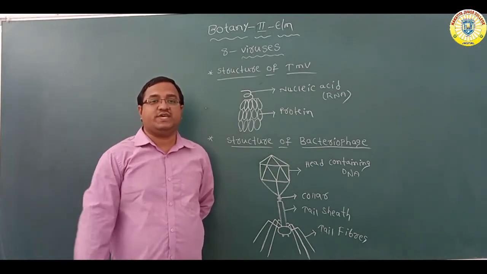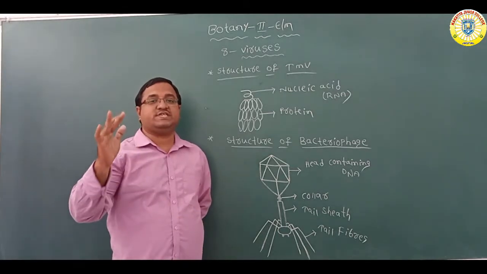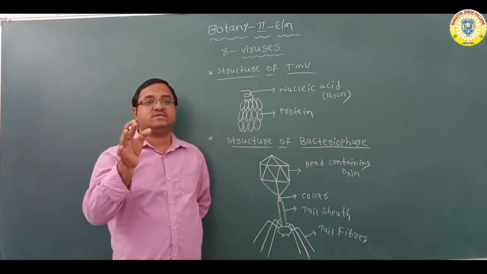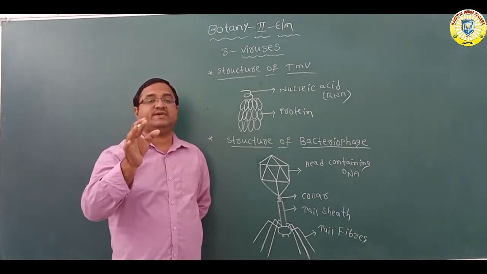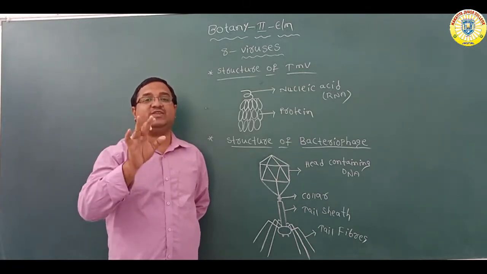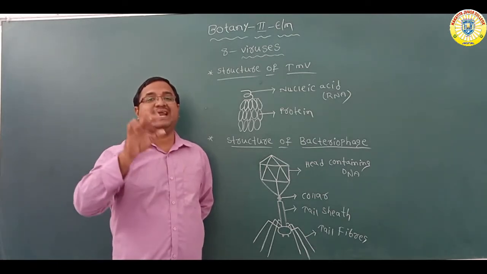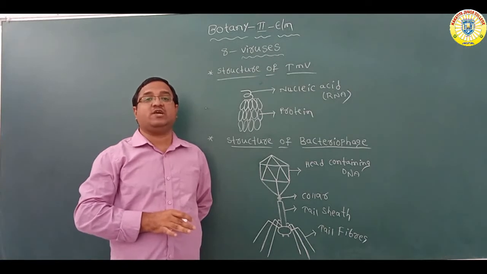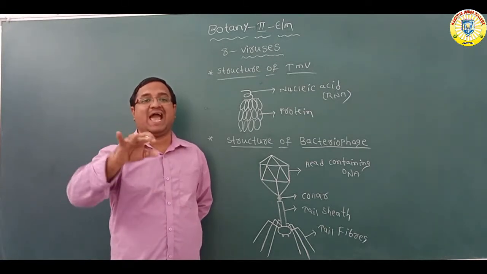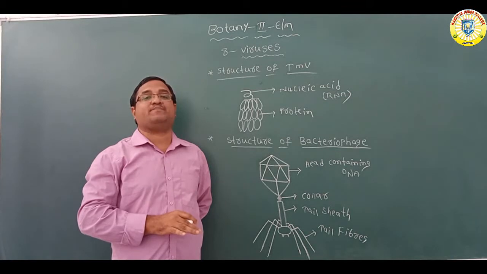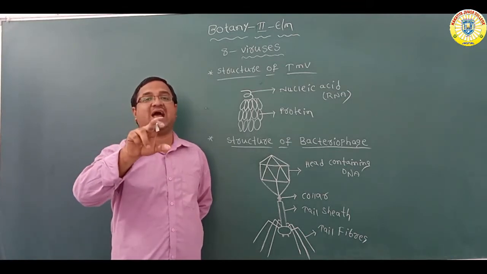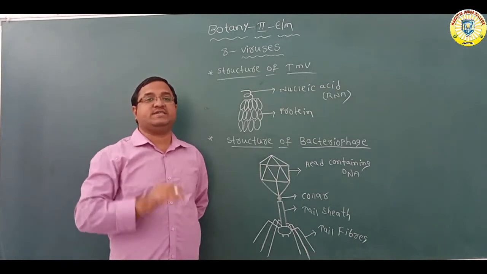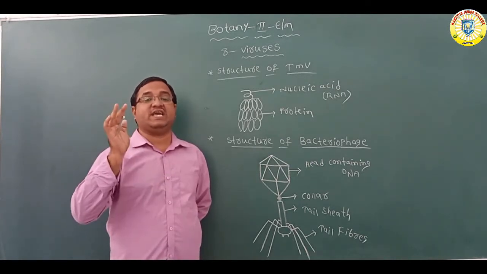One more thing you can remember: if you see the structure of the virus, it contains the genetic material, which is called nucleic acid. The genetic material is either DNA or RNA. It is enclosed within a protein coat that is called the capsid. The capsid is made up of protein subunits that are called capsomeres.